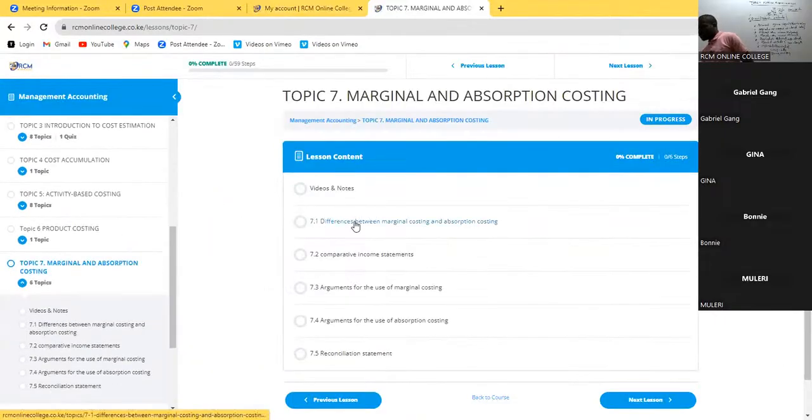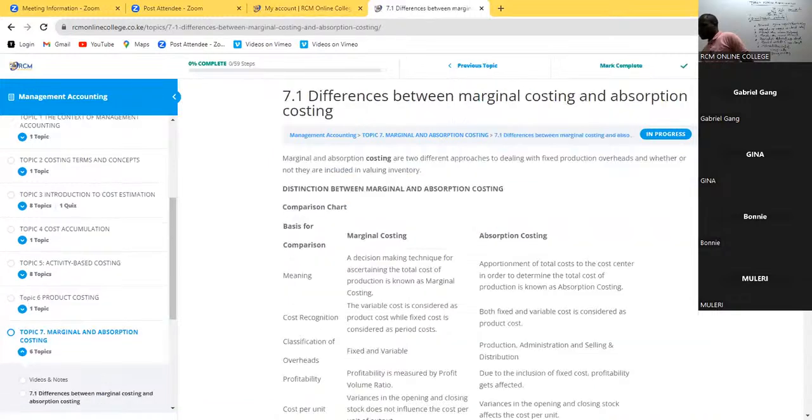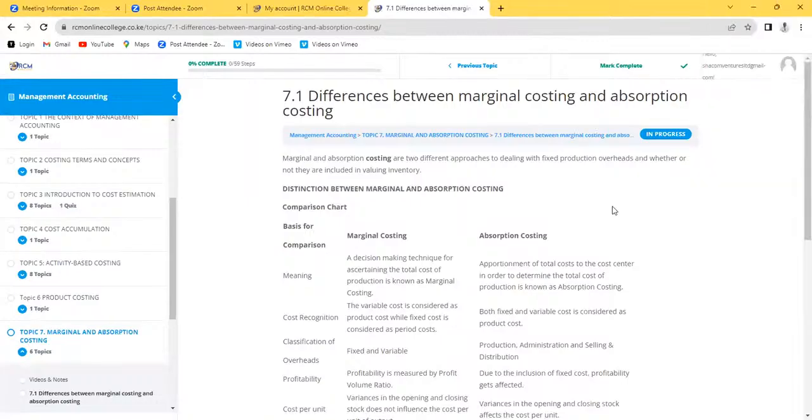And the first part of topic number 7 is the differences between marginal and absorption costing. Marginal and absorption costing are two different approaches to dealing with fixed production overheads, and whether or not they are included in valuing inventory. The reason they are going to have different prices is basically due to the effect of how we use the fixed production overheads in our transactions.